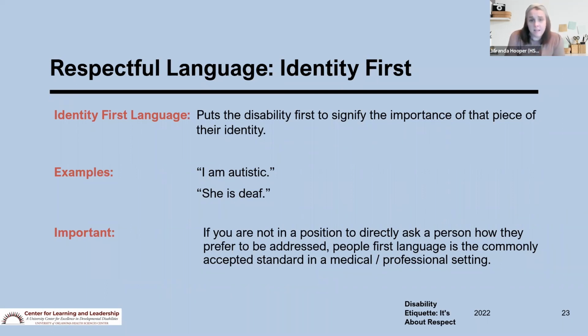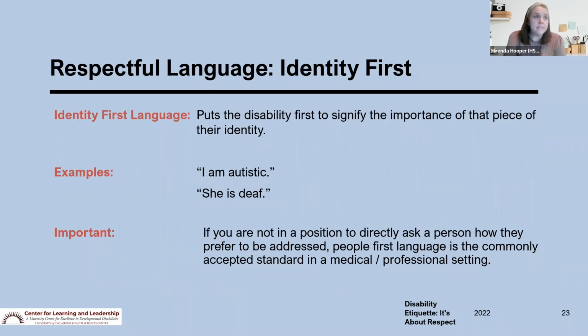When we're looking at identity first and people first language, it's always important to remember that people first language is still the commonly accepted place to start. And that's what we model. That's what we should model, especially to younger parents or parents who are just going through the diagnosis process.